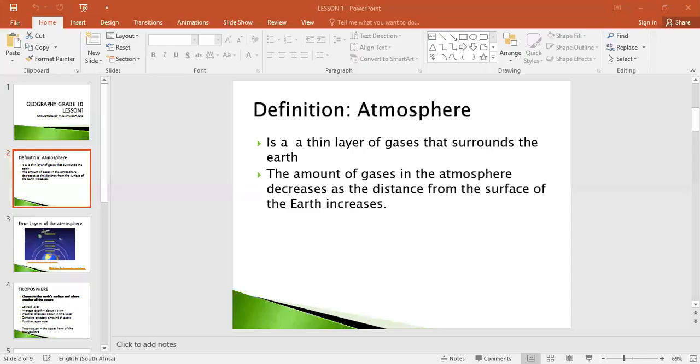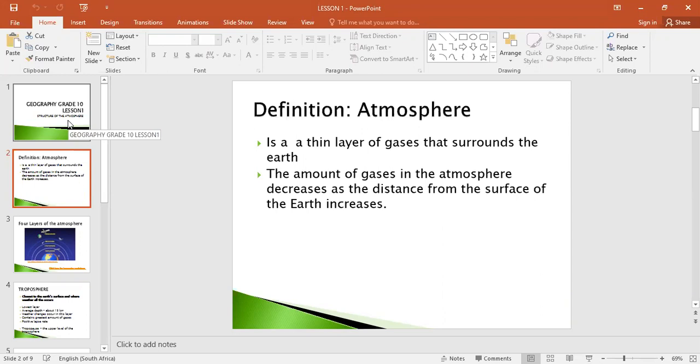Last week I gave you notes on your lesson one, and lesson one was structure of the atmosphere. Structure of the atmosphere is not actually on the ATP. So it was more of an introduction to the things that you're going to be dealing with, so that you understand where it's coming from and where it's going.